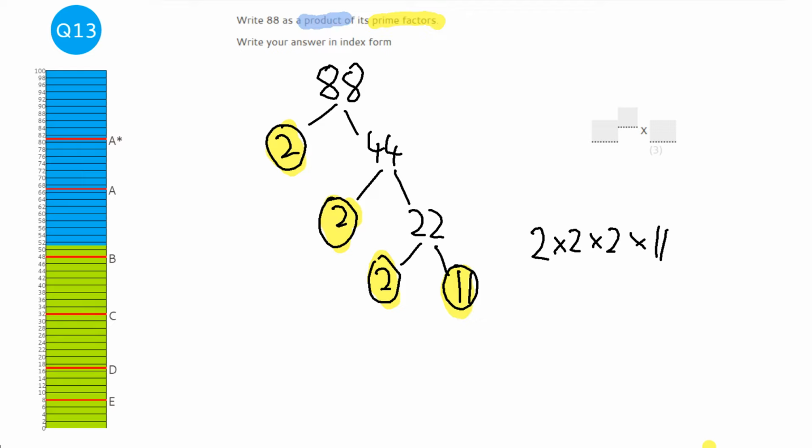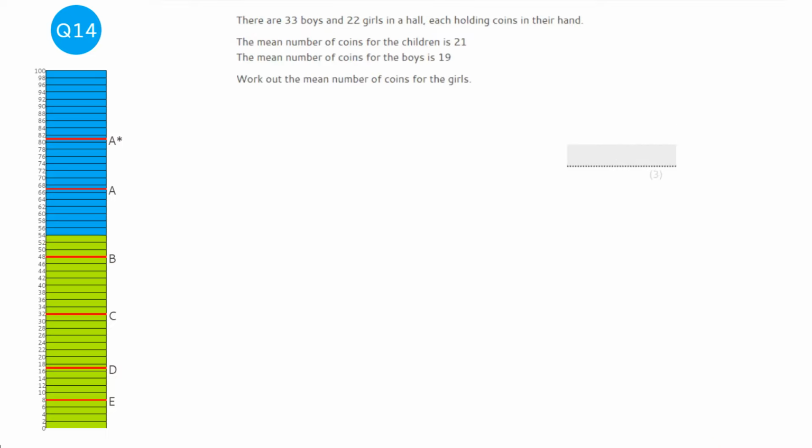One last thing to realise is that the question says write your answer in index form. So when I've got 2 times 2 times 2, I can write that as 2 to the power of 3 times 11. So it's going to be 2 to the power of 3 times 11. Okay, if you want to pause the video now, please feel free, otherwise let's get started.